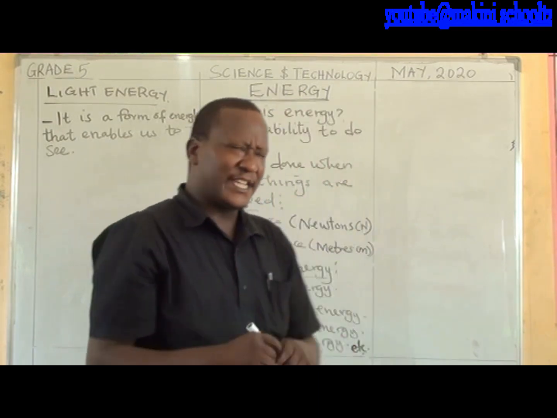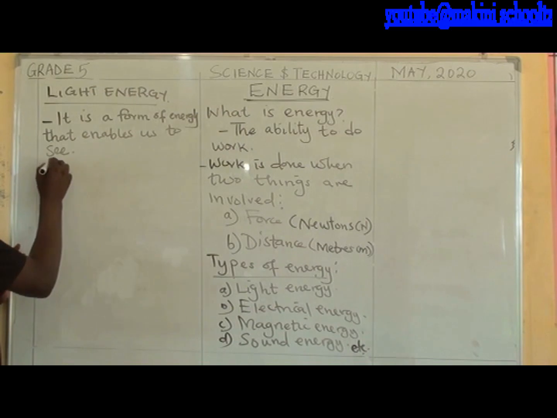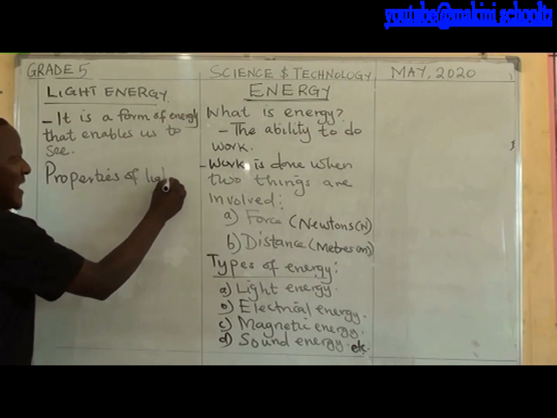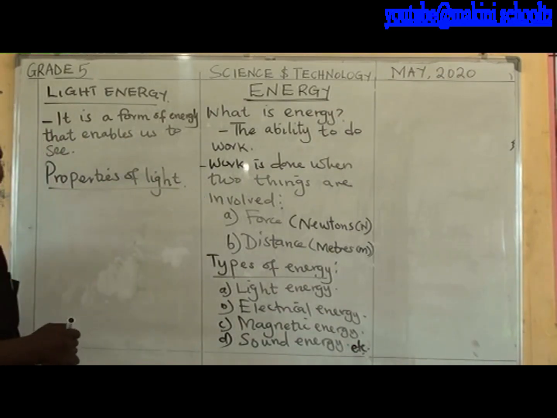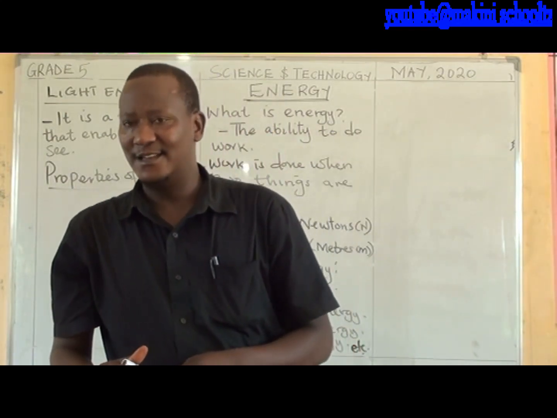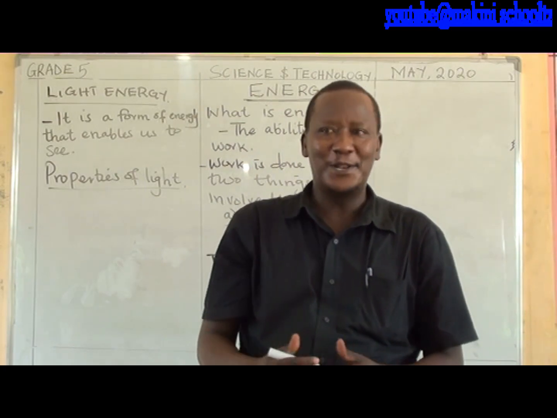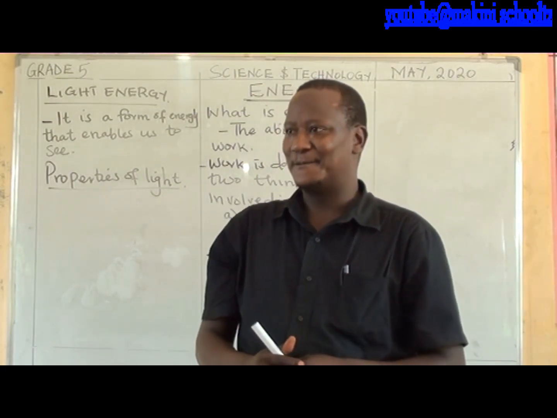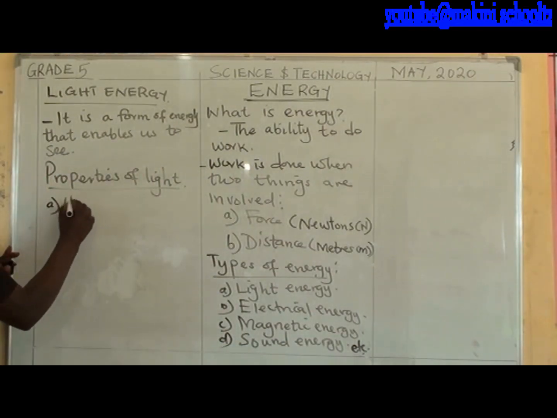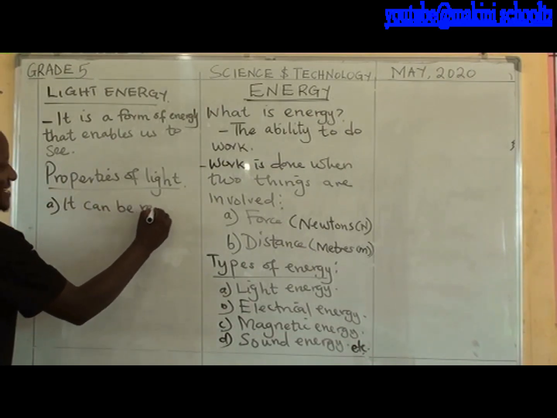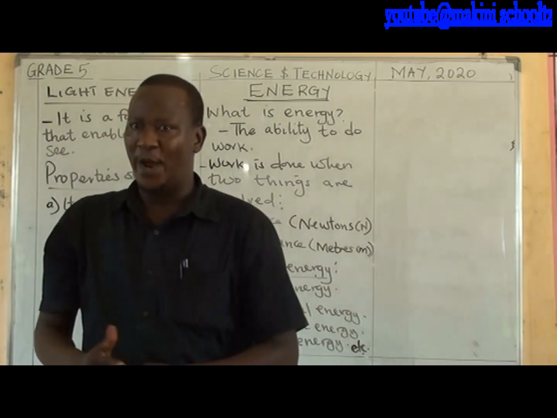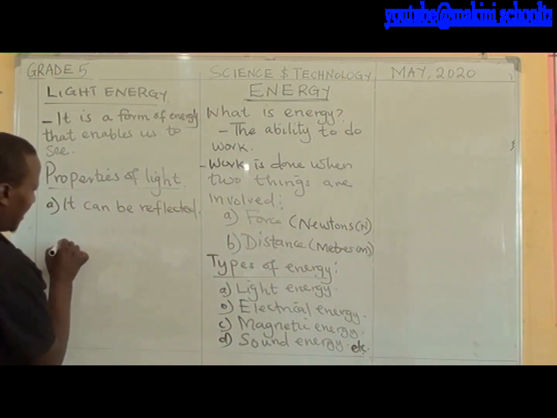Now, this light energy, therefore, has different properties. That is the properties of light. What are these properties of light? Somebody tell me. We go and find out that the light that we see, number one, can be reflected. When we say it can be reflected, we mean it bounces off.